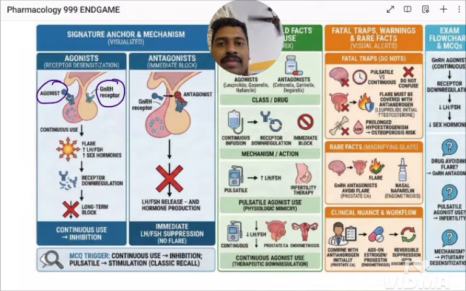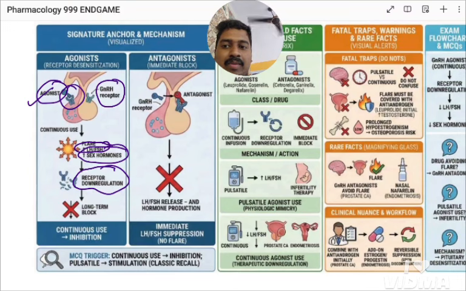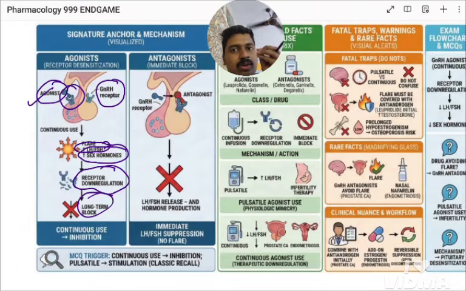If there is continuous stimulation of this GnRH receptor by the agonist, it will cause an increase in LH-FSH, an increase in the sex hormones, and it will also cause receptor down regulation. That is LH-FSH receptor down regulation, and it will cause a long-term block. So when GnRH agonists are used long term, they cause the opposite effect. It doesn't cause stimulation, it will cause inhibition of those receptors.